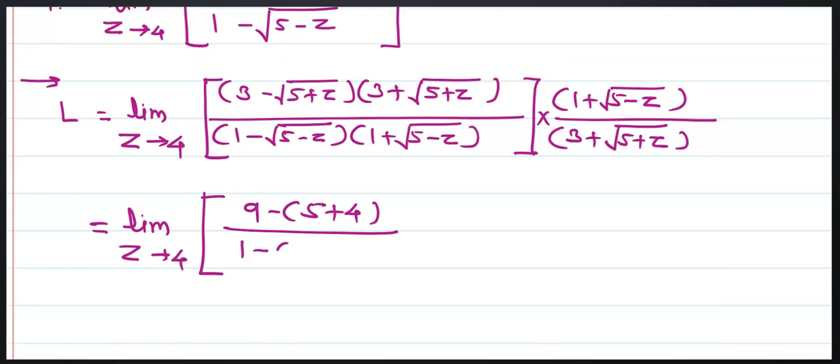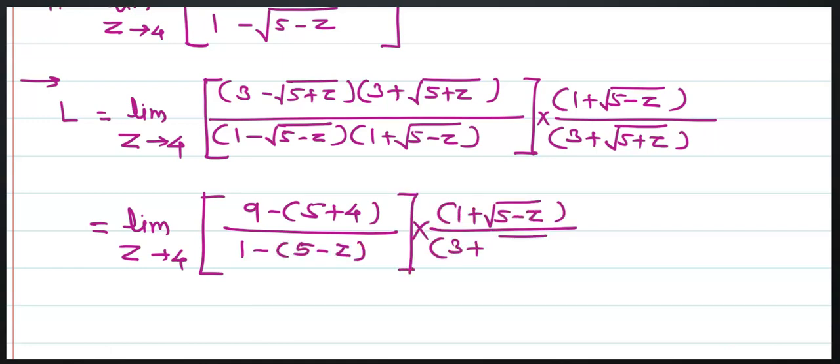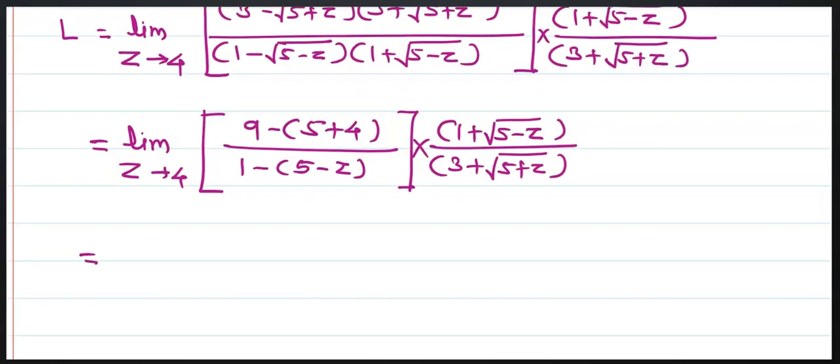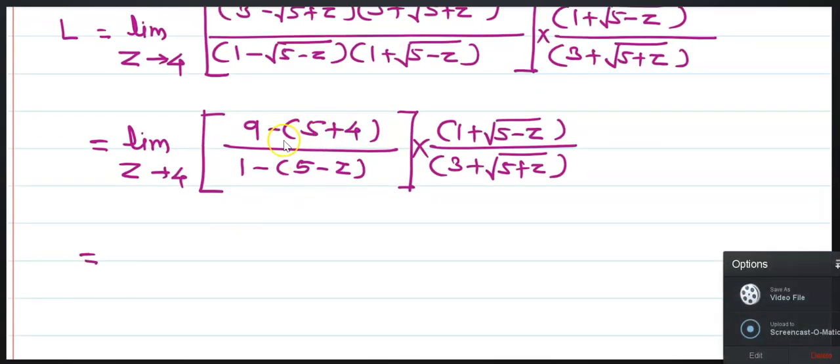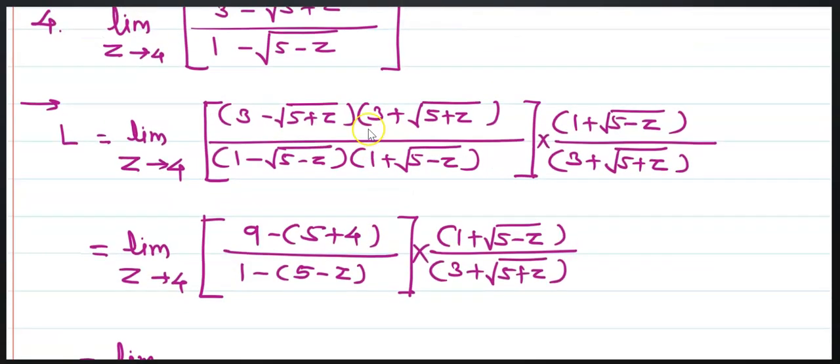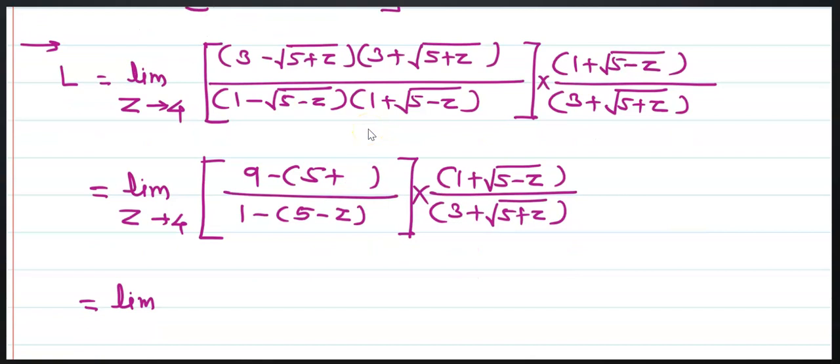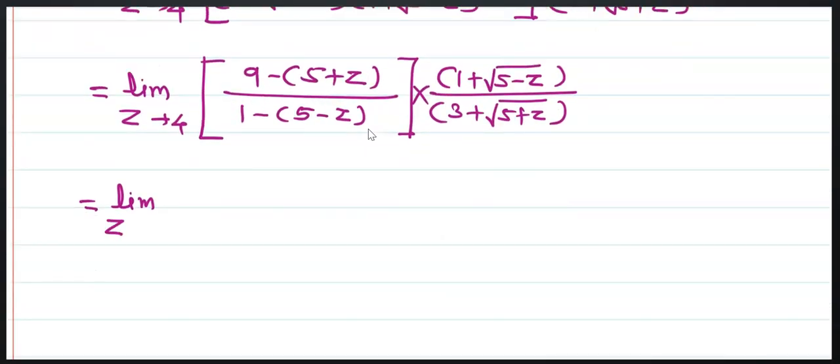Therefore, limit z tends to 4, 9 minus (5 plus z) upon 1 minus (5 minus z). I had written it by mistake, so I will replace it here. Now, in place of that 4, here is a z. That is the limit.